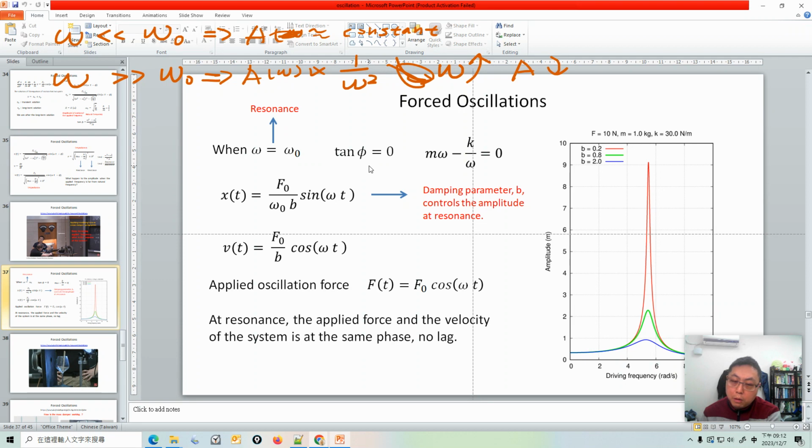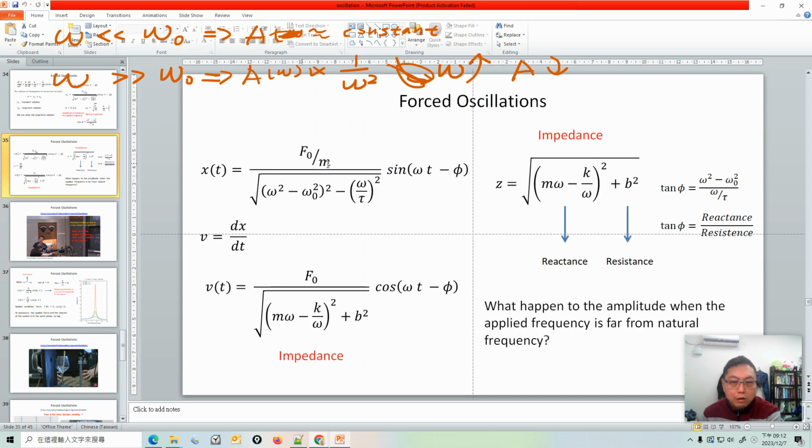At resonance, first of all, there is no lag between your applied frequency and natural frequency. You remember the formula for tangent alpha? Let me write it down here. Tangent alpha is equal to omega squared minus omega zero squared, times omega, divided by tau. There's another expression for tangent alpha: resistance is the denominator, reactance is the numerator.